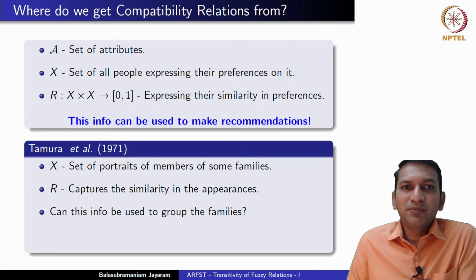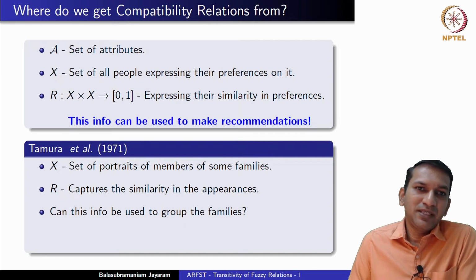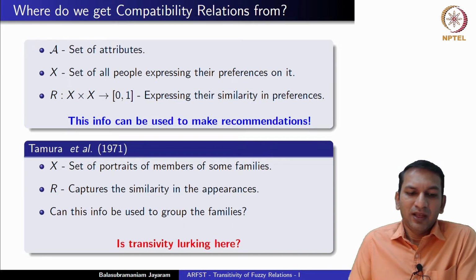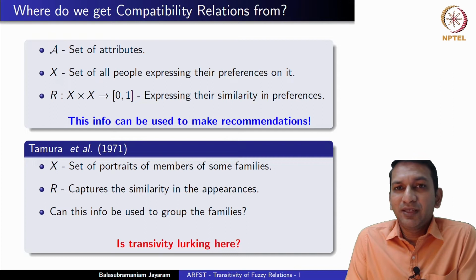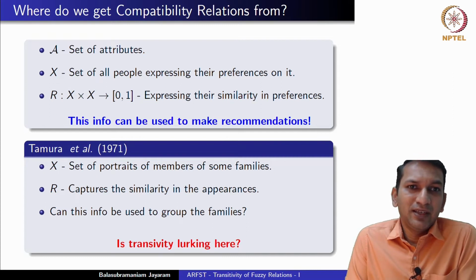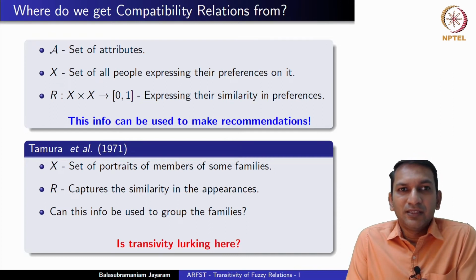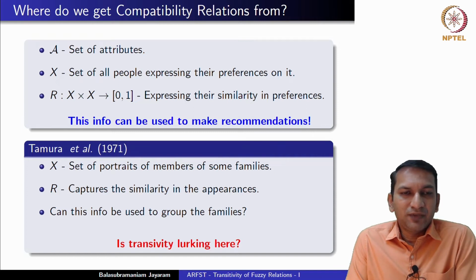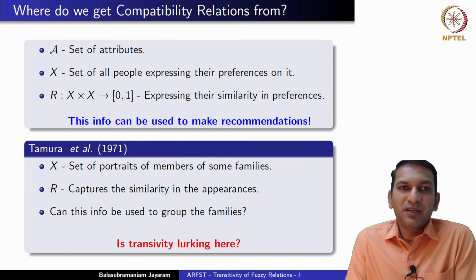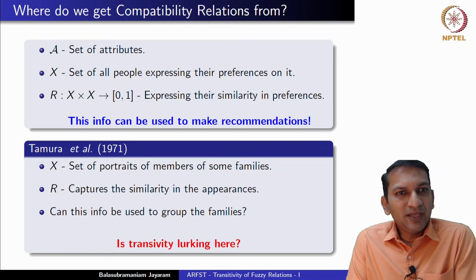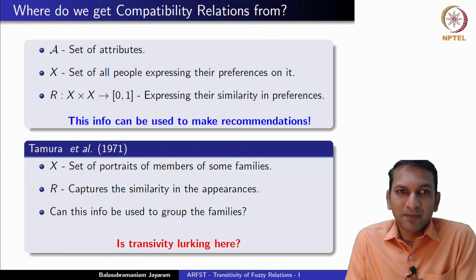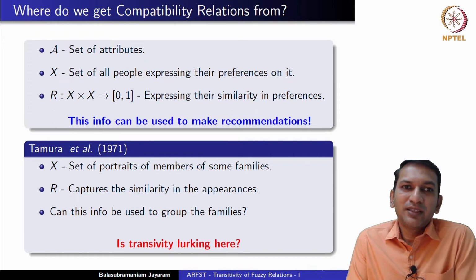Now, what gave them this confidence, or what were they basing this reason on? Is transitivity lurking here? Yes, definitely. They know that the parents, the father and mother, may not look similar. However, their similarity perhaps is related through their offsprings. So this is how their similarity can be thought of as being transitive through their offsprings.